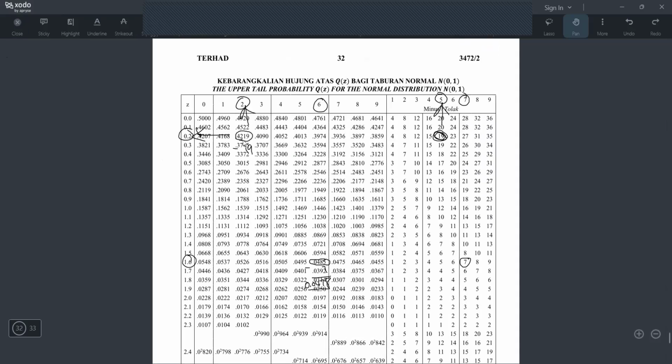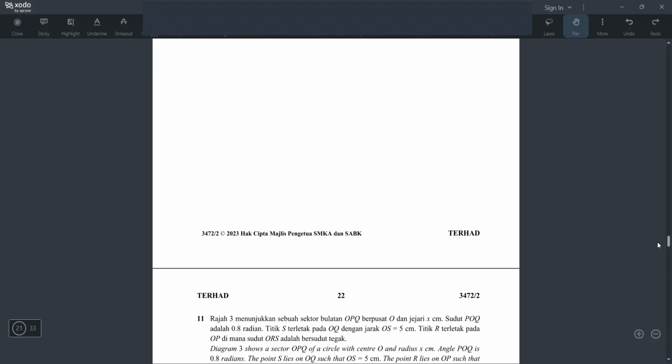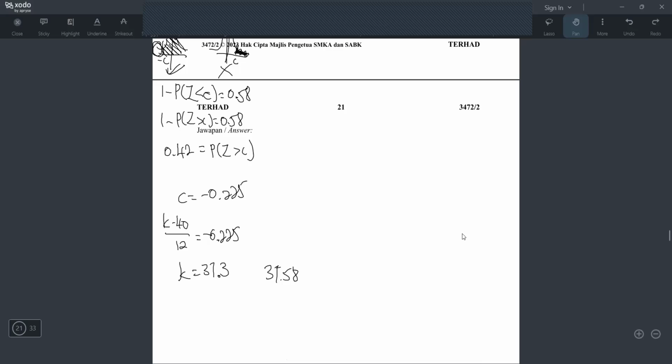0.42 or a little more. Yes, correct. 0.42 minus 19, so it will be 0.225. Yeah, I think I did everything correctly. 0.225. Let me press the calculator one more time. Negative 0.25 times 12 plus 40. Okay, I still get the same answer. So I'm just going to stick with my answer. All right, I think I did everything correctly.